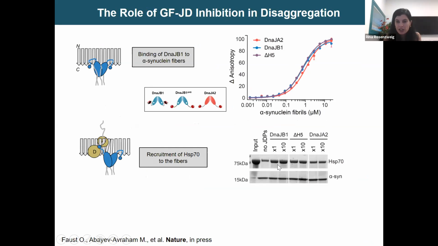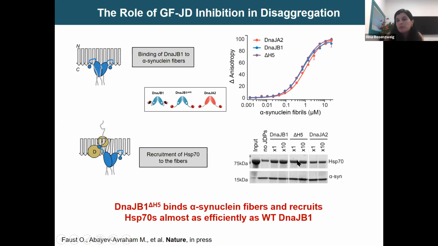And we see that DNAJB1 wild type recruits a lot of HSP70. DNAJA2 does not do such a good job. Because class A only has the J domain binding site and lacks the binding site in CTD1, we think they're not as efficient in recruiting, but the delta helix 5 looked almost as efficient as the wild type.